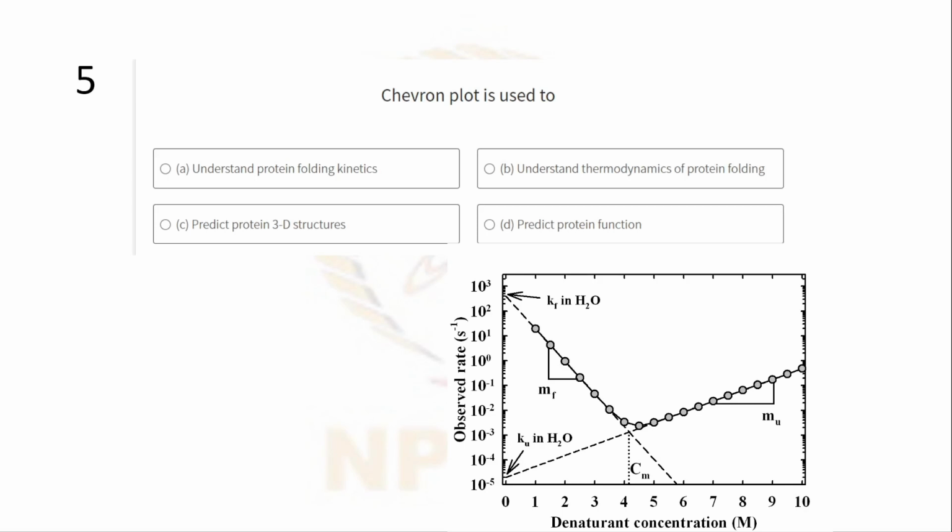So here, chevron plots provide a visual representation of how folding and unfolding rates change with varying experimental conditions and offer insights into the underlying mechanism of protein folding. As I mentioned, they help in understanding protein folding kinetics.